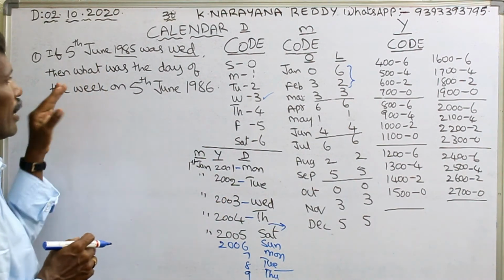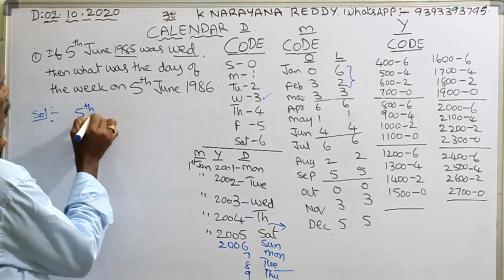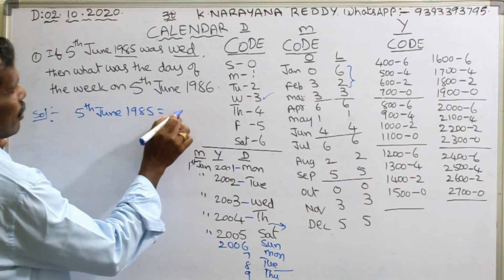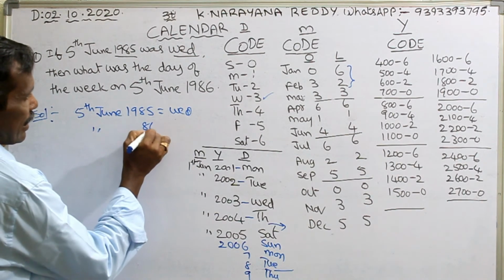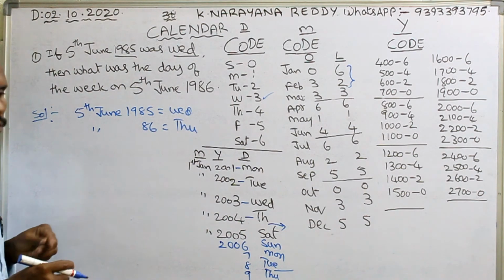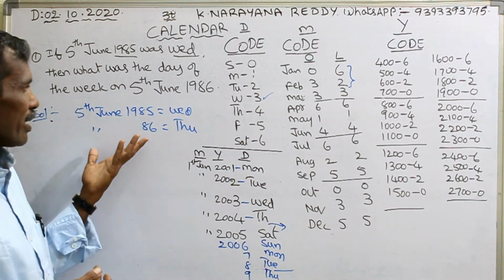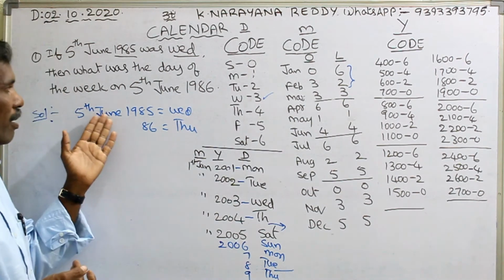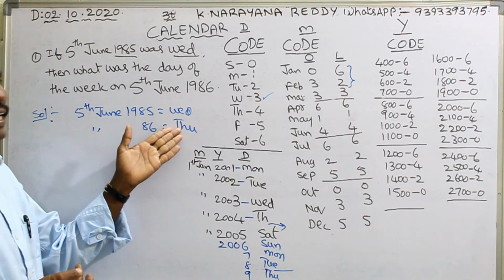So guys, please see here simply. 5th June 1985 is Wednesday. Same date 1986 is Thursday. That's all. Simple logic. There is no problem about that. Don't write any working, just write the answer, that's all. Because 85 is an ordinary year, that is why we can take the next day.